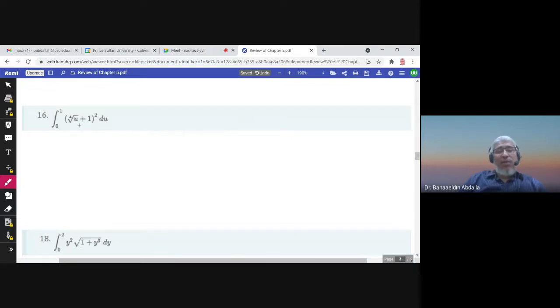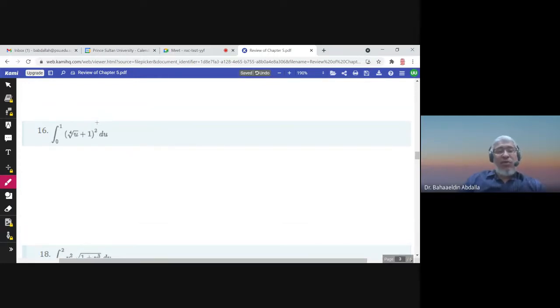Well, here I cannot take this as u because I don't have the derivative of this outside. So the easiest way to solve this problem for me is to expand this binomial. So this is u to the power 1 over 4. If you raise it to the power 2, it would be u to the power half, or you can write it as square root of u, plus 2 times u to the power 1 over 4, plus 1 squared. And now you can continue easily.